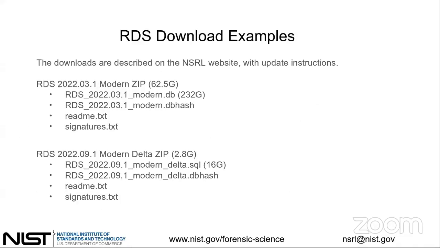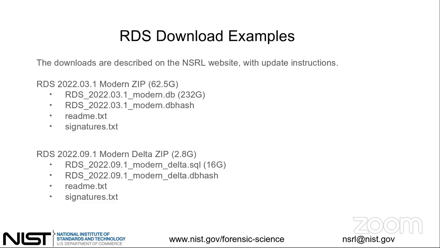Just as a quick look at the download examples, that first one-time large file is going to be about a 60 gig, 70 gig download, a zip file. It extracts into a 230, 250 gig database file. So that's a one-time download. And then those are tagged by the year and month and then release.